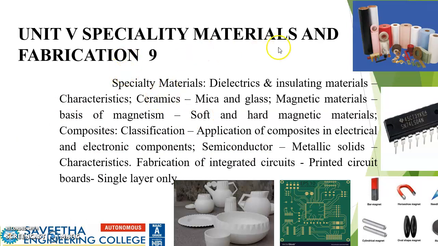And the last unit is specialty materials and fabrication, covering whatever specialty materials are available. We'll be dealing with dielectric and insulating materials, their characteristics, ceramics, mica and glass, magnetic materials, soft and hard magnetic materials, composites, semiconductors, fabrication of integrated circuits, and finally printed circuit boards. All these will be studied in specialty materials. Definitely this will help all of you as a computer engineer, information technologist, medical electronics engineer, and ECE engineer.